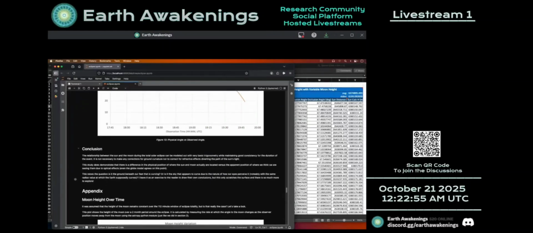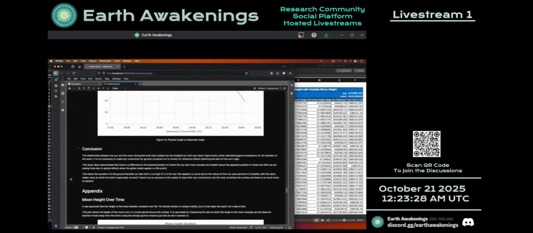So in conclusion, the relationship between the sun and moon during the total solar eclipse can be modeled out with very basic trigonometry while maintaining good consistency for the duration of the event. It is not necessary to make any corrections for ground curvature, nor to correct for refractive events diverting the path of the sun's light. This study does demonstrate that there is a difference in the physical position of where the sun and moon actually are located versus the apparent position of where we think that we are seeing them due to optical effects. Even the globe model agrees on this point.